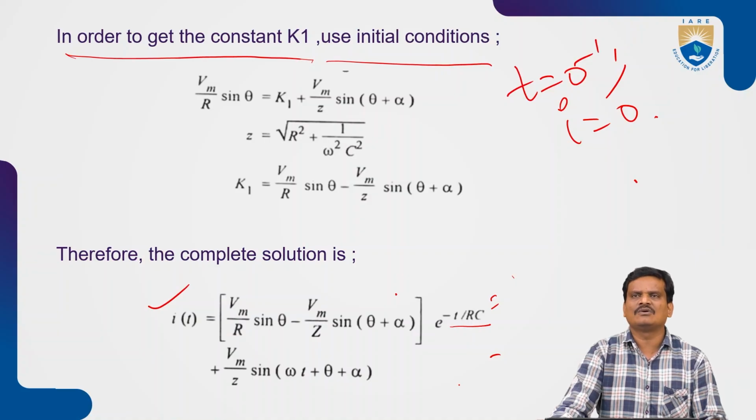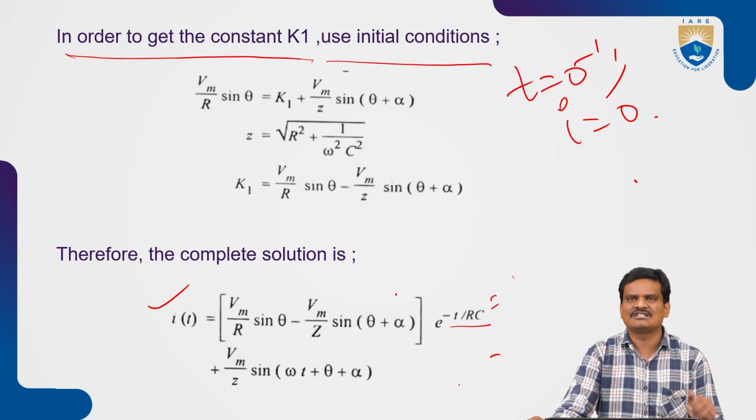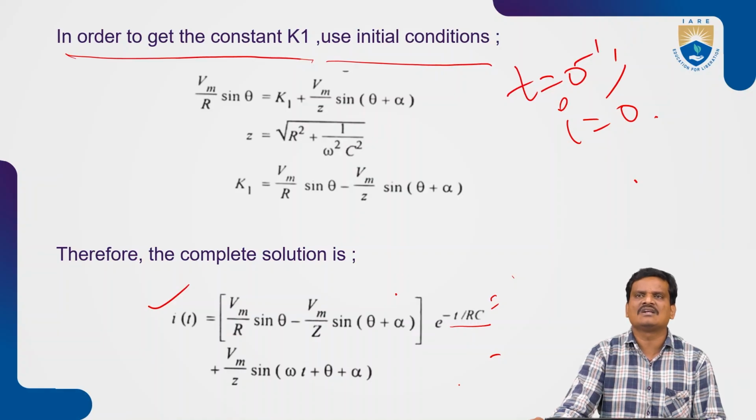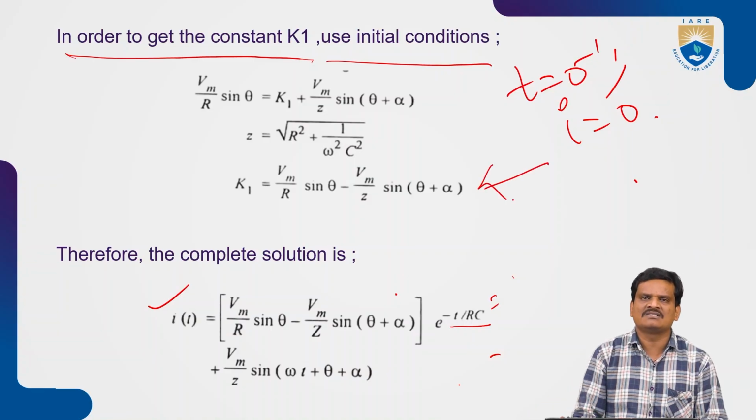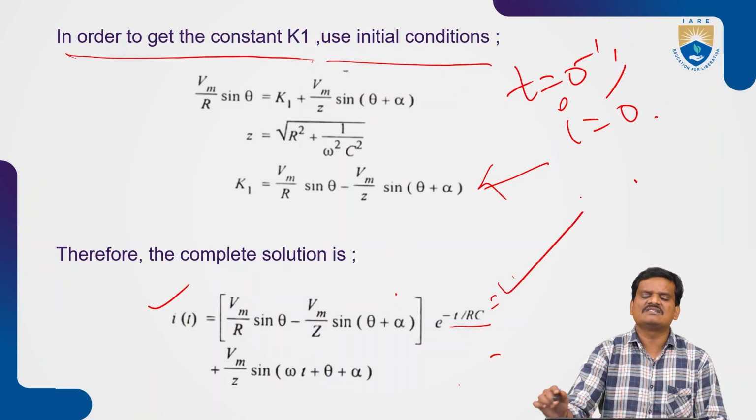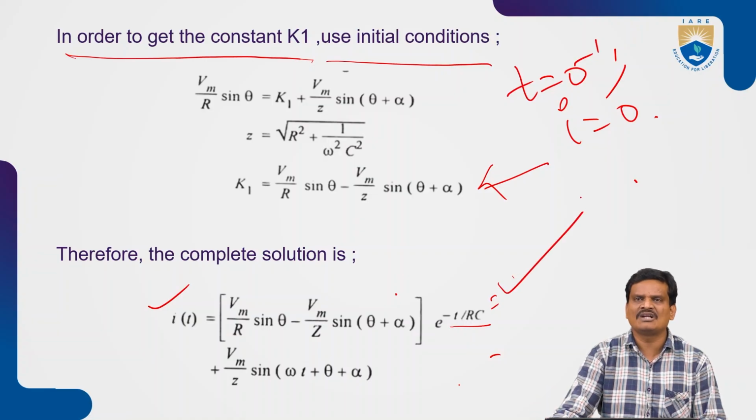And in order to get the total response, I just need to add the steady state response and the transient response. To calculate the constant parameter present in the transient response, I need to use the initial condition of the switch. What is the initial condition of the switch? When the switch is open, the current flowing in the circuit is 0. By using that, I will get the value of the constant after substituting it. This is the final or complete solution, the transient response of the current for a series RC circuit when an AC supply is given.